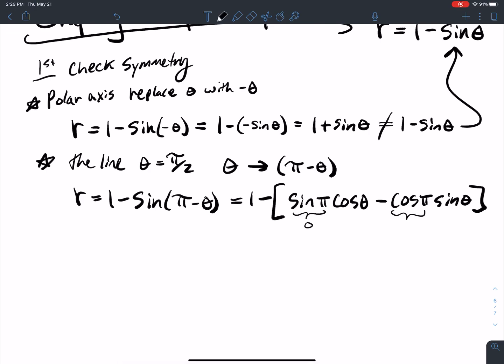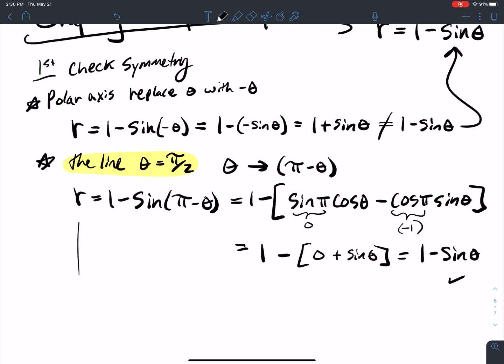Sine of pi is 0. Cosine of pi is negative 1. Negative 1, negative 1 make a plus 1. So this gives me 1 minus, that's 0, plus sine theta. So this is 1 minus sine theta. Now this is the same. Bingo. So what does that tell me? The graph is symmetric with respect to the line theta equals pi over 2. So it's symmetric with respect to the y-axis.